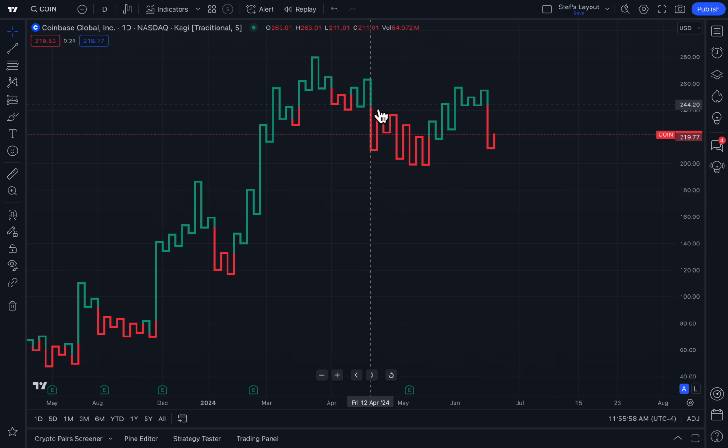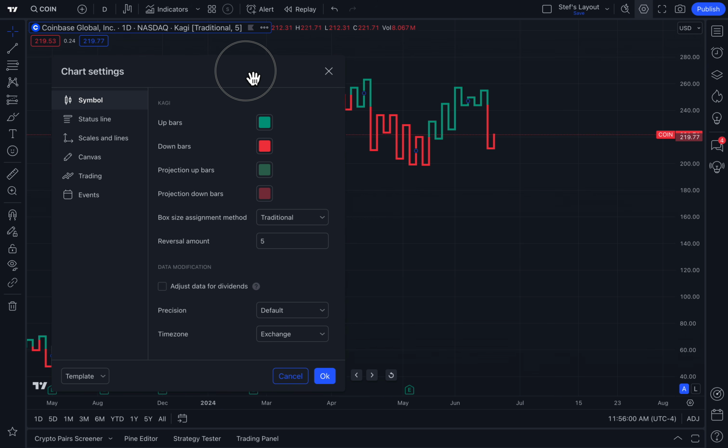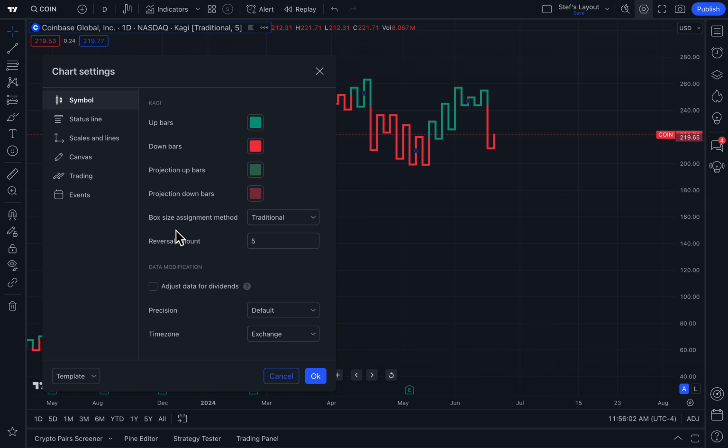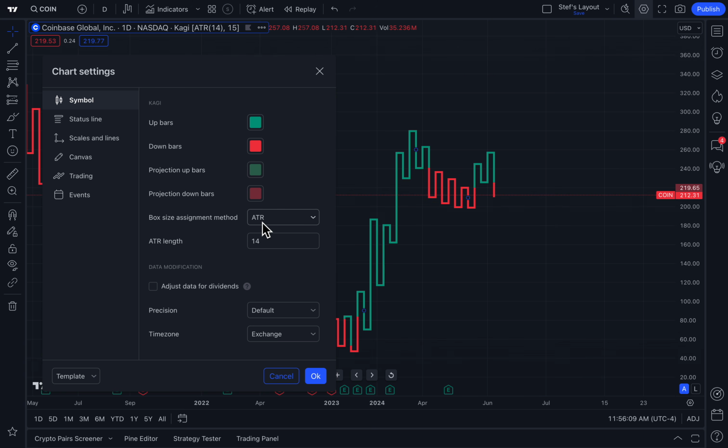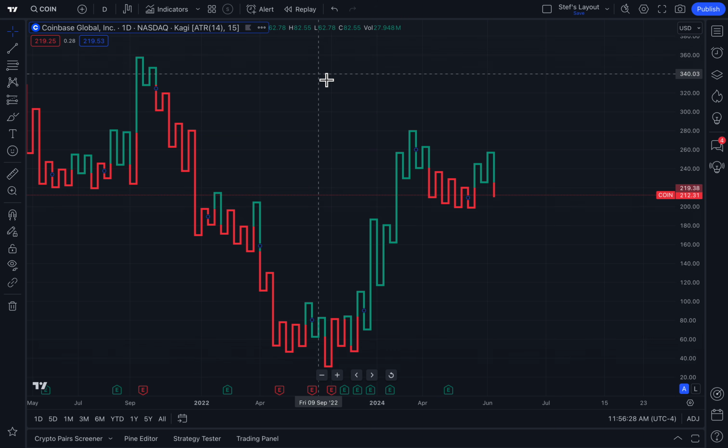So here's the other thing about Kagi Charts. You can create these lines based off of different methods that you select. So box size assignment method is currently set to traditional, but we could also do ATR. ATR means average true range. Our average true range length is set to 14. So that means over the last 14 periods. And the whole key here is each time that Coinbase breaks above this average true range length, then it is going to create a new line for us.